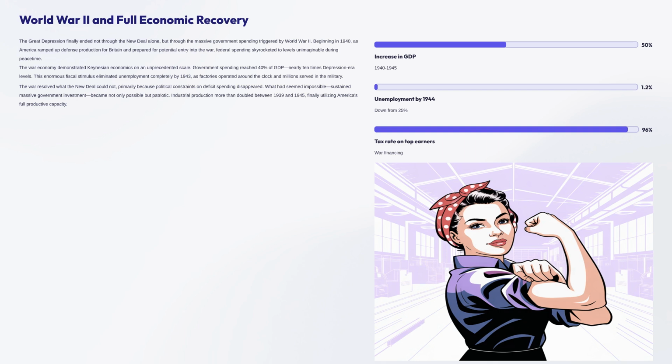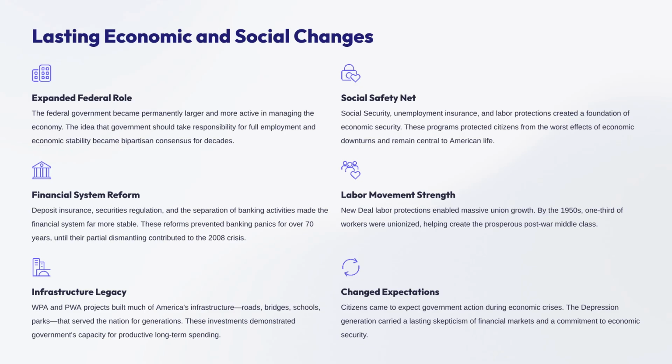The war demonstrated Keynesian economics on an unprecedented scale. The Depression resulted in permanent changes: an expanded federal role in the economy, a robust social safety net like Social Security, significant financial system reforms, and a strong labor movement. These legacies shaped post-war American life.